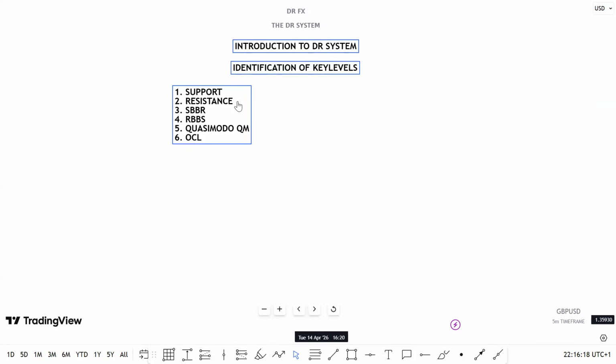Now, what is a support and what does a support look like? What is a resistance? What does a resistance look like? What is a support break becomes resistance? What is a resistance break becomes support? What is Quasimodo and what is open close? So OCL here means open close level. QM means Quasimodo, RBBS means resistance break becomes support, SBBR means support break becomes resistance. This is resistance and this is support.